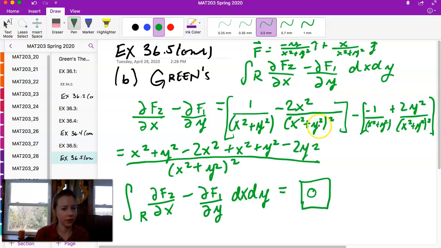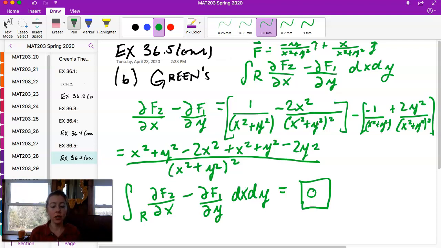What happened? Now, I'd like you to think about what happened. Are the two integrals equal? Should they be equal? Why or why not? So what do you think? Think about it a little bit.